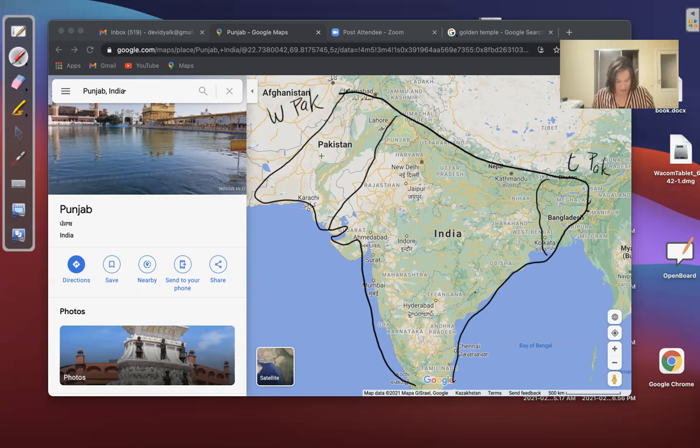So they decided in 1971, this part, Eastern Pakistan, broke off and became the independent nation of Bangladesh. It's called Bangladesh because the majority of the people here, their ethnic group is Bengali. They are the Bengali people, and Bangladesh means land of the Bengalis. So now we have Pakistan, India, and Bangladesh.